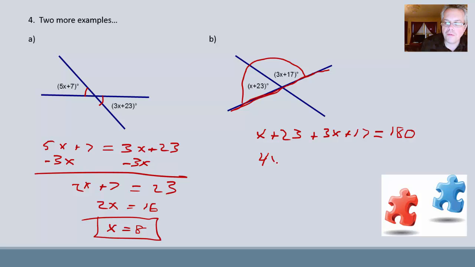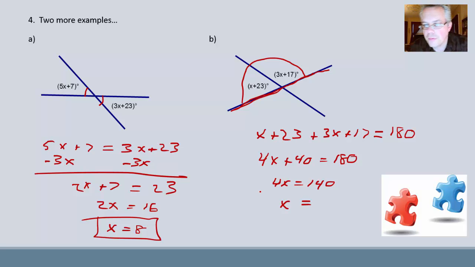So here we go. I get 4x plus 40 equals 180. And if I subtract 40, I get 4x equals 140. Or x equals, let me see what we get here. 140 divided by 4, it would be 35, I believe. I was looking for my calculator, but we got this, 35.